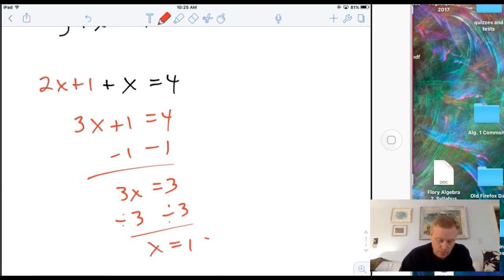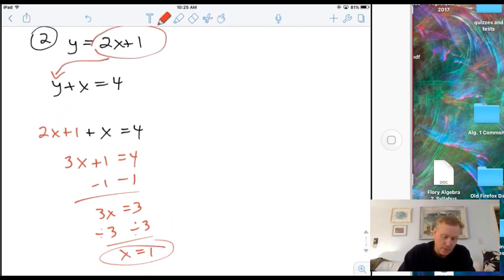X equals 1. There's my first answer. Now I've got to find my second one. I've got to find out what y is. Pick either equation.